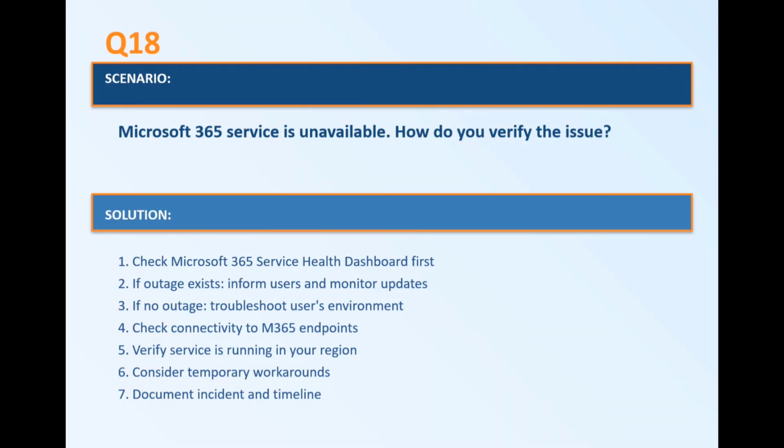Scenario 18. Microsoft 365 service is unavailable. How do you verify the issue? Check the Microsoft 365 Service Health dashboard first. If Microsoft reports an outage, inform users and monitor updates. If there is no outage, continue troubleshooting the user environment.